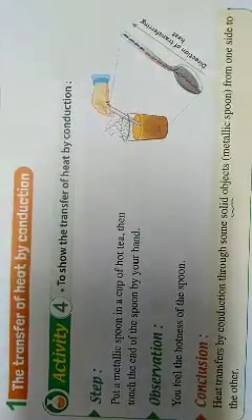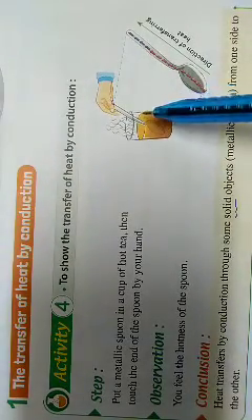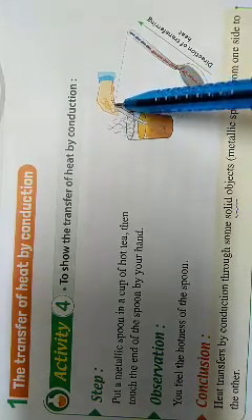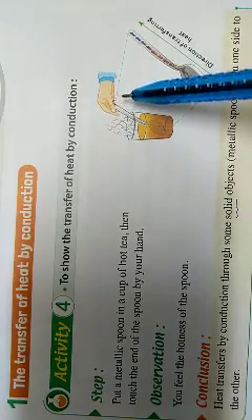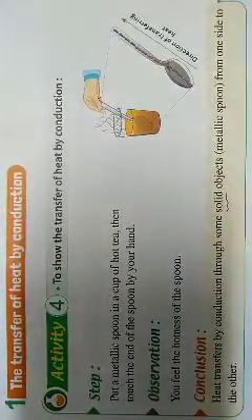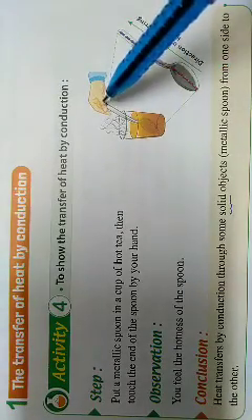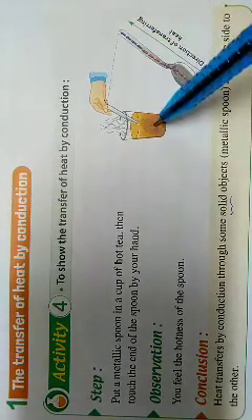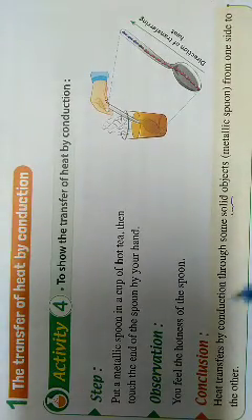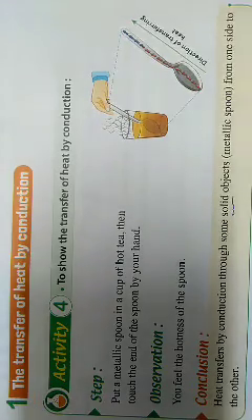Number one, the transfer of heat by conduction. Put a metallic spoon in a cup of tea, then touch the end of the spoon. What happens? You feel the hotness of the spoon at this end. Why? Because the heat transfers from this part to this part, from the hot to the cold. So the heat transfers by conduction through solids, from one side to the other.